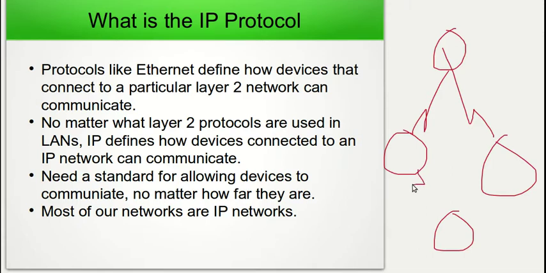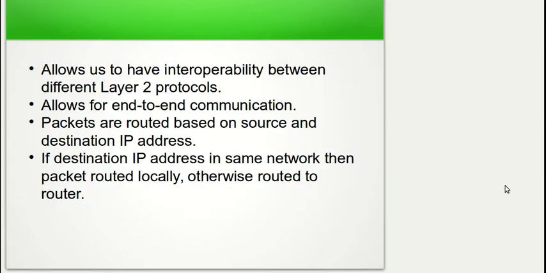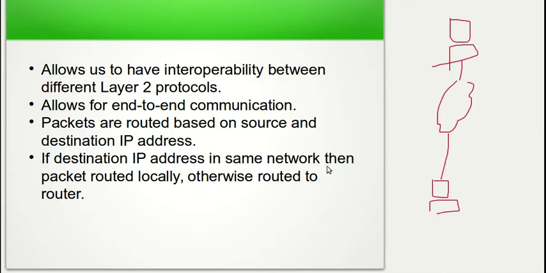Because we can't use the same layer 2 protocol across the world, we have to have interoperability between those layer 2 protocols, which is defined through IP. IP says no matter what layer 2 protocol you are running, devices are able to communicate as long as they have an IP address and follow the IPv4 protocol. So IP essentially allows for end-to-end communication. It allows devices in different networks running different layer 2 protocols to communicate, share resources and share files. And packets are routed based on the destination IP address of the packet.